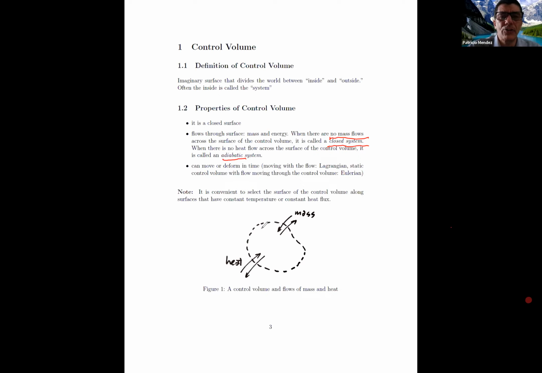The control volume can move or deform in time. It can, for example, move with the flow, and this is what is called Lagrangian coordinates, or it might be a static control volume through which the mass flows, and this is what is called Eulerian.